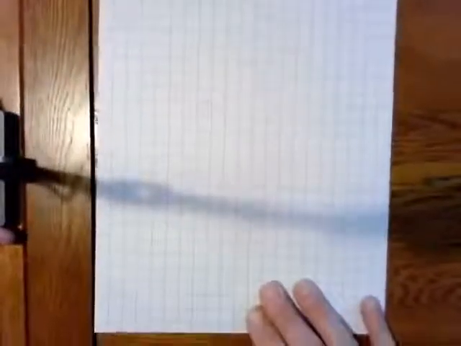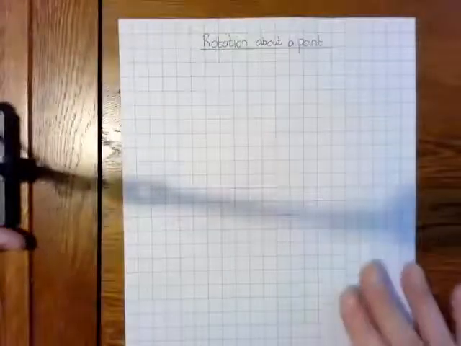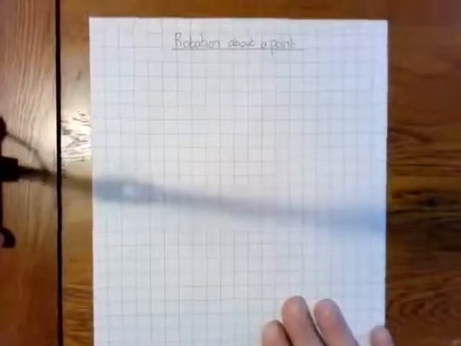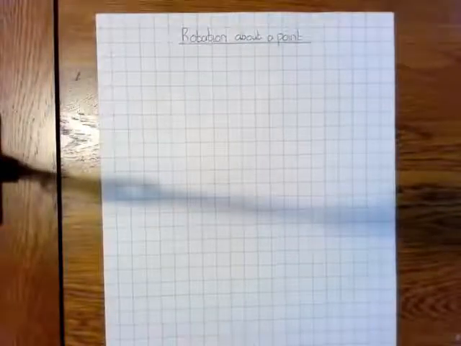Okay, so lining up with the edge of my paper. If I do the same turn around this corner, it goes to a completely different place. So where you turn around has an effect on where the shape ends up. Okay, let me do some examples.